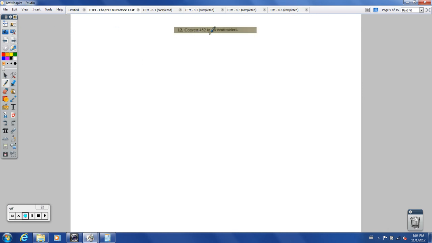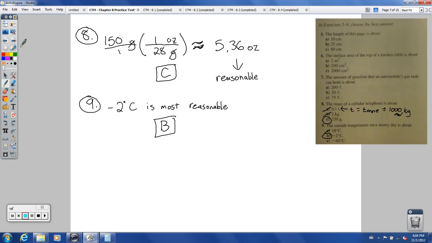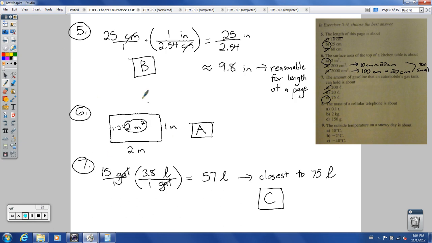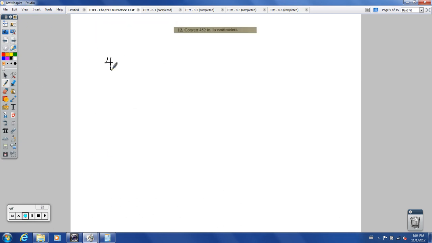Converting 452 inches to centimeters. We've already had a bit of practice with this as we were doing stuff like this just for comparison. And so this would be a pretty simple problem, I think. 452 inches, not 45 inches, 452 inches to centimeters. Put it over 1, make it a fraction. Makes it easier to think about, I think.